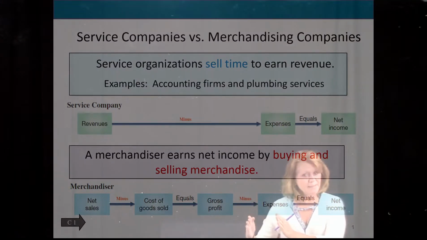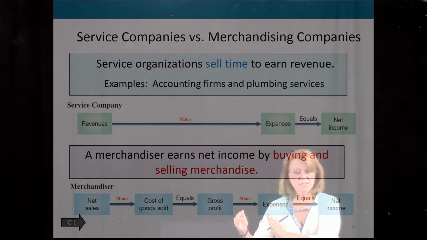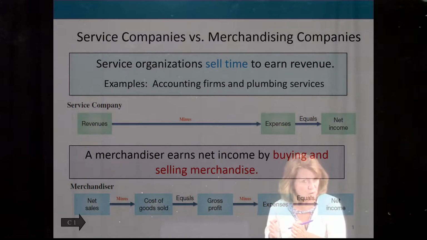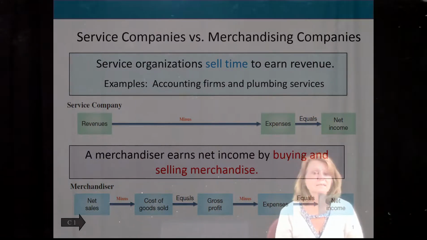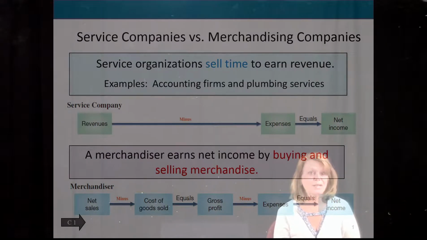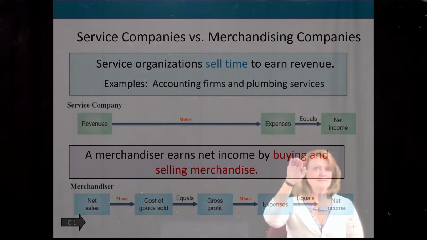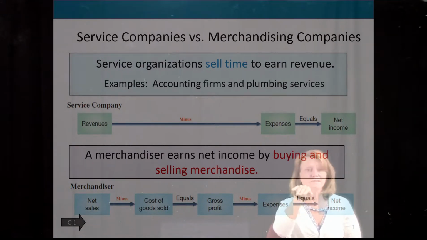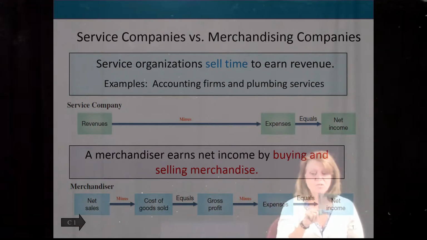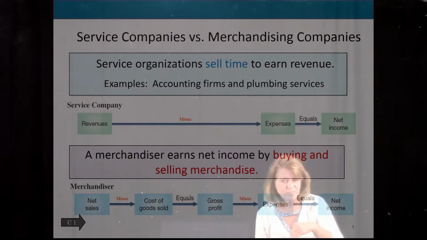So you're just adding in the deduction of cost of goods sold equals your gross profit, then your expenses and net income. I'm pretty sure you already understand how the income statement's going to look different, because you're going to have the net sales, less cost of goods sold, gross profit, and then you go on to expenses and net income.